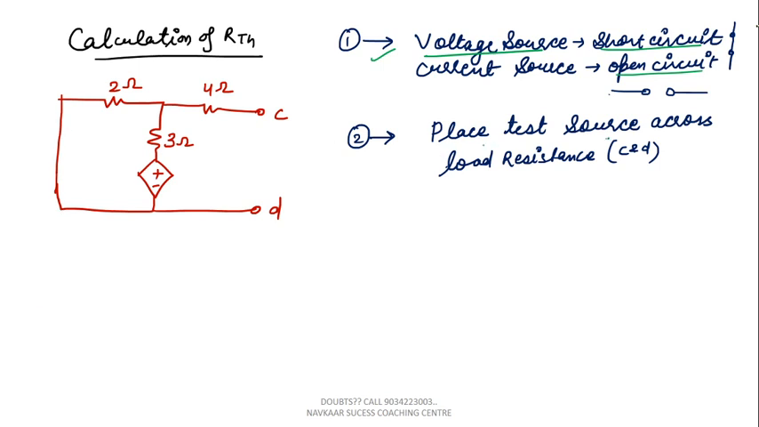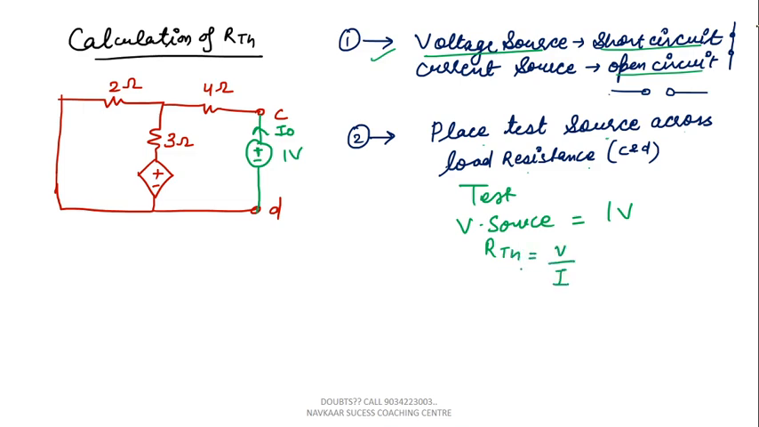Next step is to place the test source across the load resistance. Where your load resistance was connected, you have to place a test source. That test source can be a voltage source of 1 volt, and from here current I0 is flowing. Now we need to calculate RTH, right? RTH value is V divided by I, because V is equal to IR according to Ohm's law. V value is 1 volt, and the current flowing from the 1 volt source is I0. So if we get the value of I0, then we can calculate the value of RTH also, right? Now our main focus is to calculate I0.